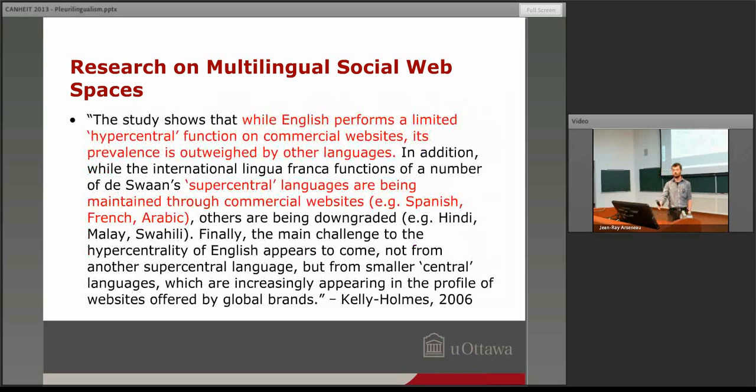So here's a long quote from Kelly Holmes, where she pointed out that while English is performing a hyper-central function on many commercial websites, over time this is changing because of the importance of large linguistic commercial centers and hubs throughout the world. Other supercentral languages, which was defined by de Swaan, those tend to be the Central European languages, as well as Arabic and Chinese, are being upgraded, whereas others that are in less prominence are being downgraded over time. So design could certainly have an impact on this. And I think those of us who design communities and build communities should be thinking about this kind of stuff.